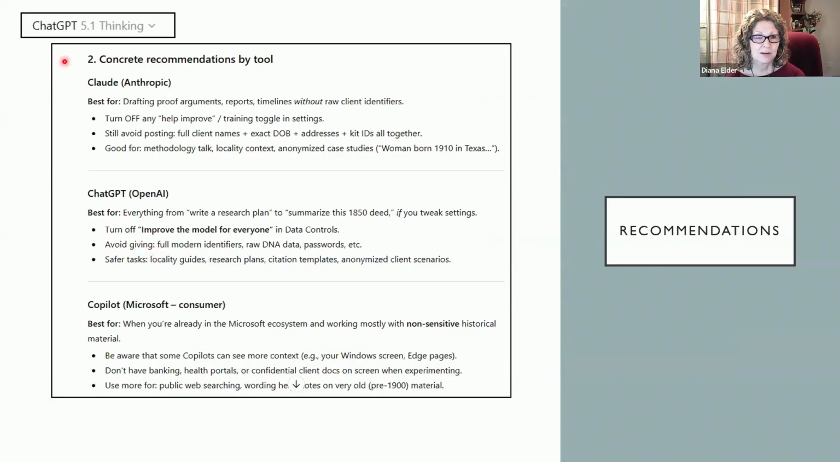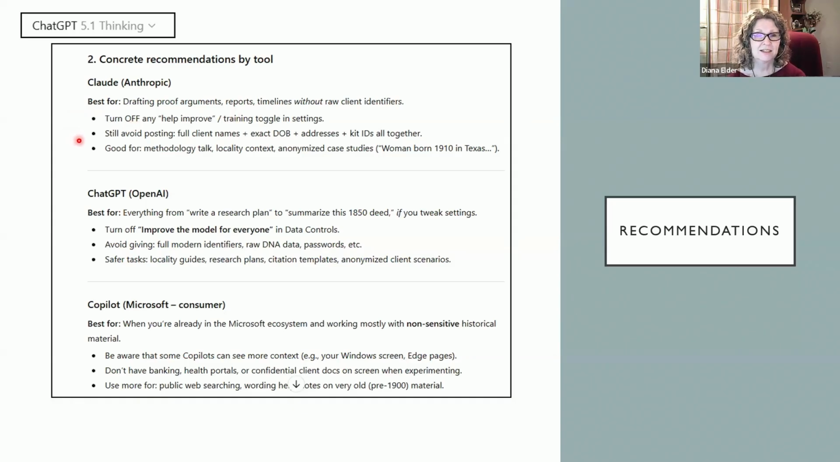So, concrete recommendations for Claude. And we like to use Claude. We recommend it a lot for reports and proof arguments. And obviously, if we are writing a DNA report, we want to write a DNA report that has the names of our matches. We anonymize as well for public sharing, but for ourselves, we may be wanting to have AI help us to write about DNA information. And so we would want to be able to turn off the help improve training so that we are not going to have that there.